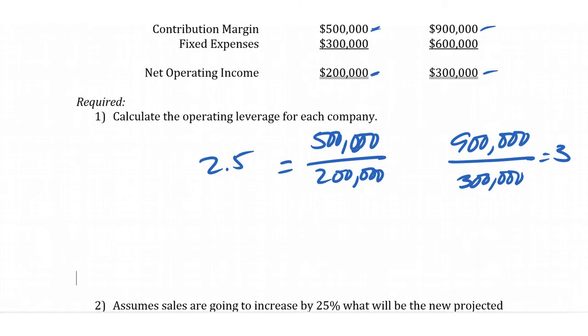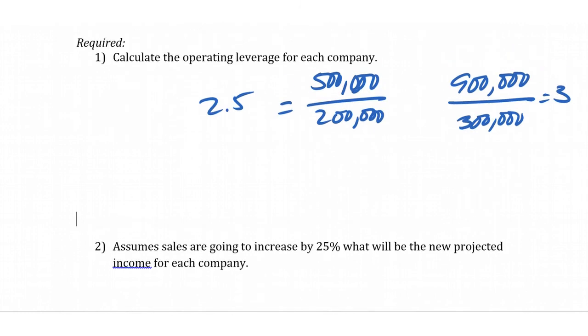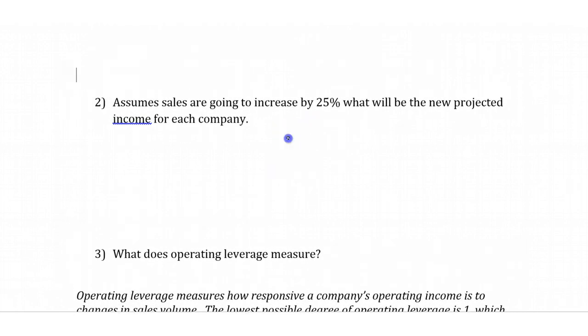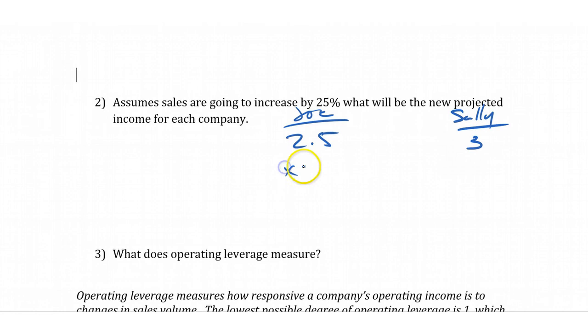So what these numbers mean is for any percentage increase or decrease in our sales, this is a factor that will predict how much our income will increase or decrease. So in the case of both of these, if we say 2.5 degree of operating leverage for Joe, and Sally had a 3, and we're going to have a 25% increase in sales, what percentage does that increase our operating net income, or operating income?